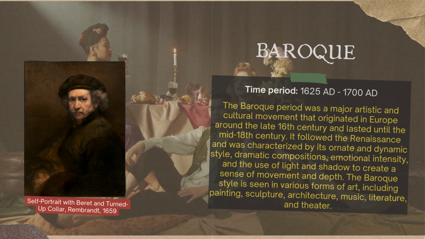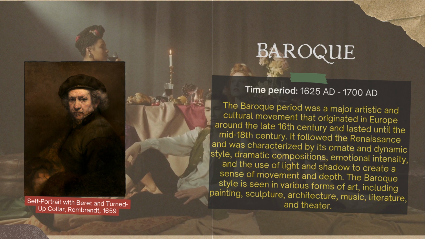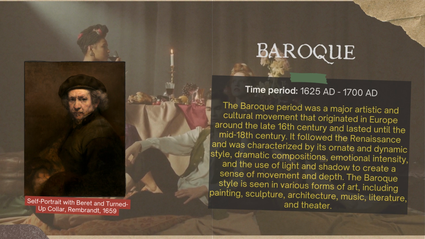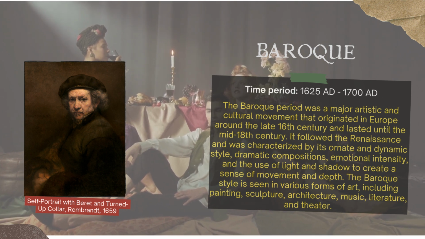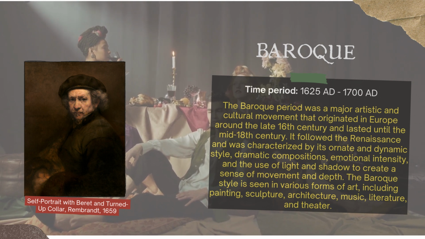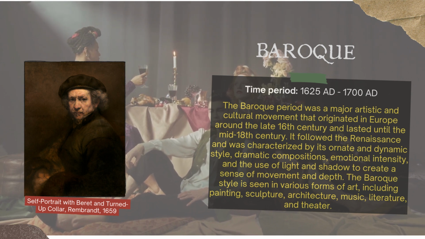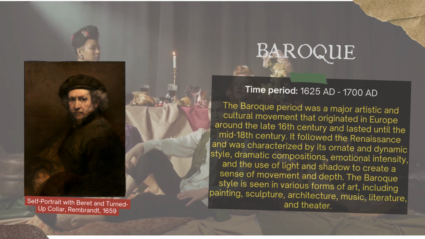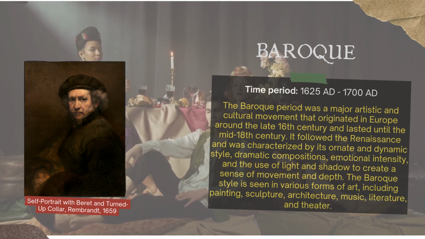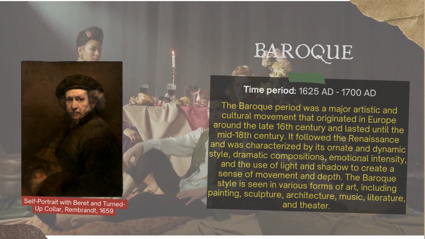The Baroque period was a major artistic and cultural movement that originated in Europe around the late 16th century and lasted until the mid-18th century. It followed the Renaissance and was characterized by its ornate and dynamic style, dramatic compositions, emotional intensity, and the use of light and shadow to create a sense of movement and depth. The Baroque style is seen in various forms of art, including painting, sculpture, architecture, music, literature, and theatre.